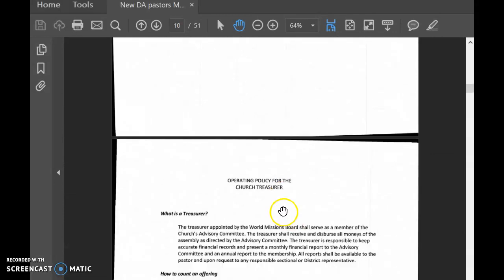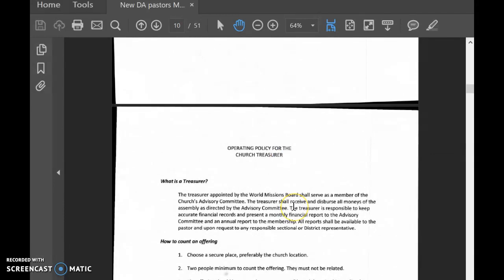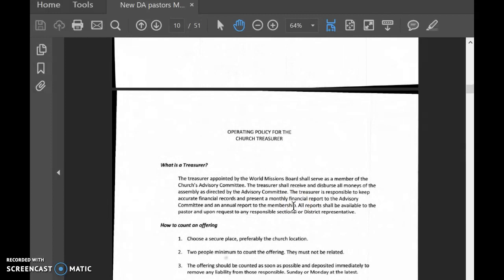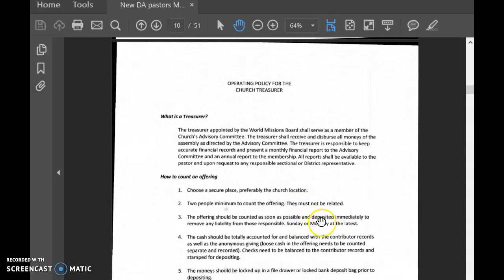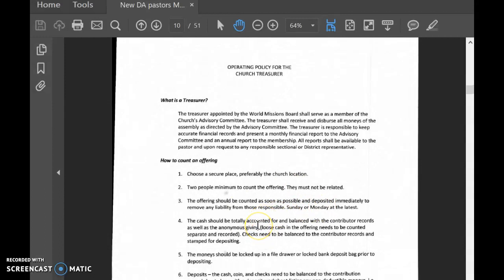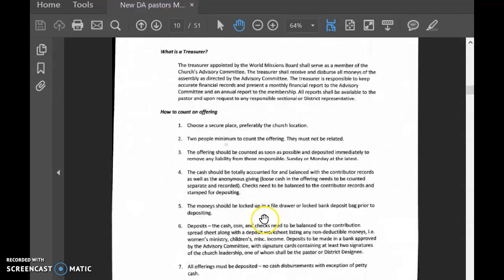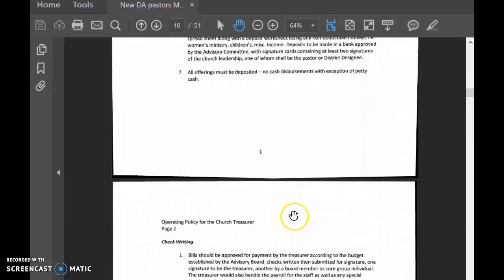Tab 2 we're going to look at, it's the operating policy for the church treasurer. This is vital. It lets you know all those things about, there's a 2 people minimum to count the offering and they can't be related. So a lot of times pastors will come in and they'll say, well, the only person I can trust is my spouse. But if you have an advisory committee, we ask that you use 2 people to count the offerings and make the deposits, who are not related to you. This is just kind of a common sense thing here.